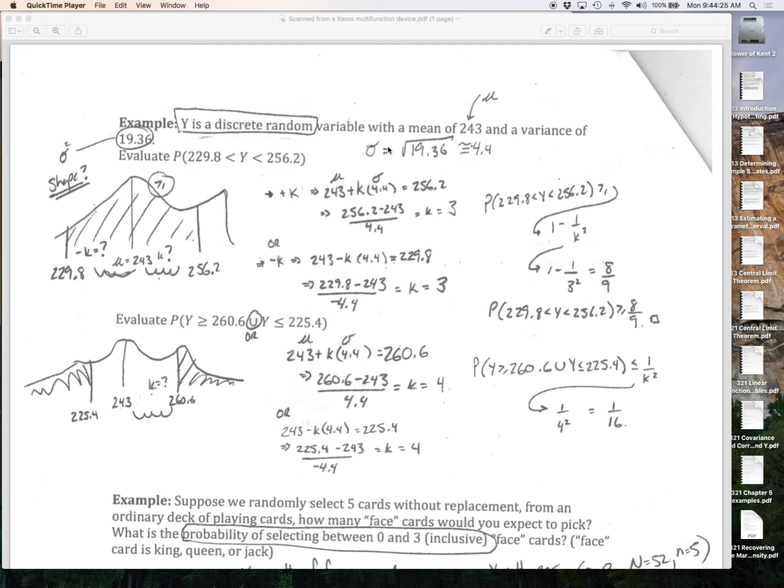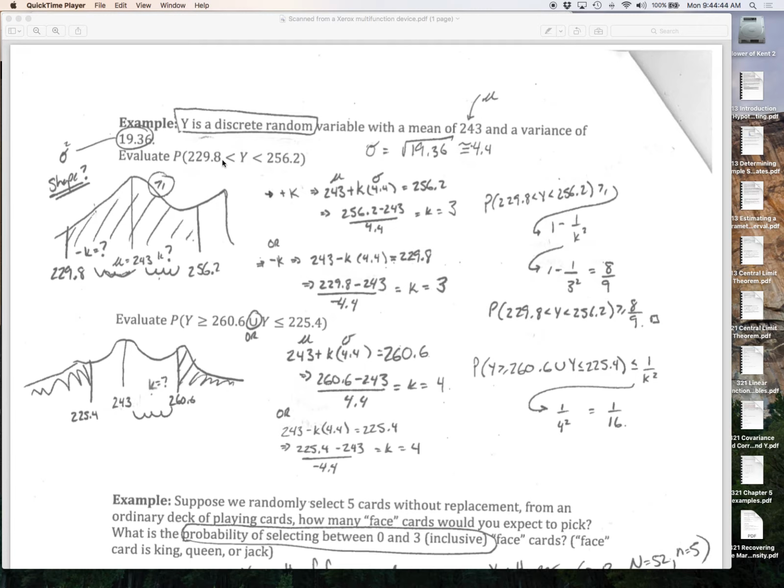Instead of talking about the variance, I want to talk about the standard deviation. So I'm going to take the square root of the variance here, and it's approximately 4.4. So here all we know is that Y is a random variable. Then what's the probability that Y is in between these two values?